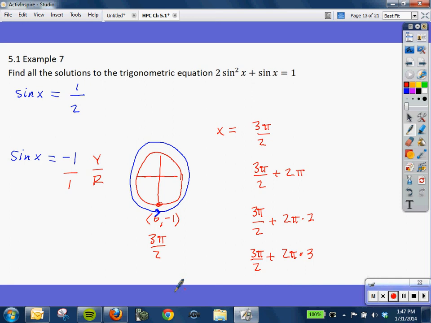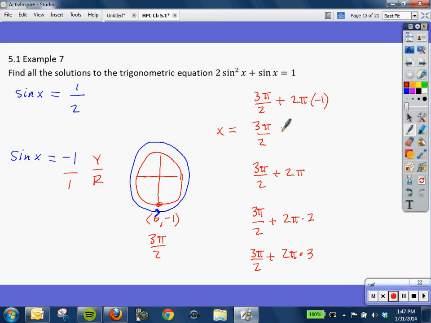We could go in the opposite direction as well. We could not just go counterclockwise, we could go clockwise. So we could start subtracting 2 pi, saying 2 pi times -1 there, going in the opposite direction that we've been going. You guys all with me so far?